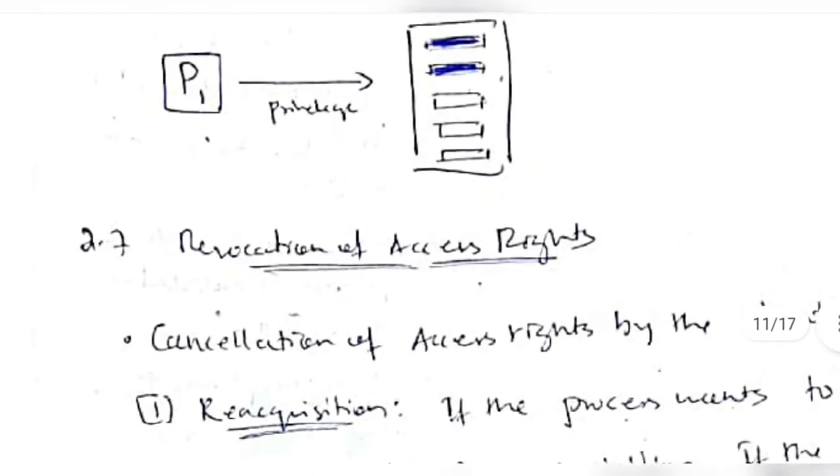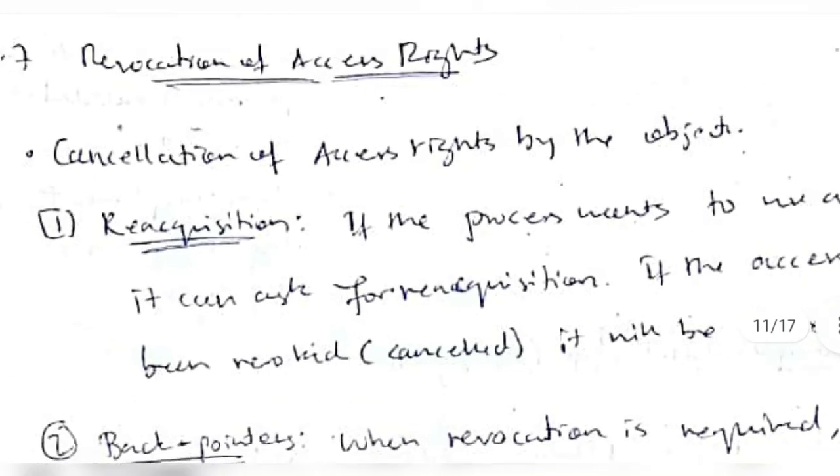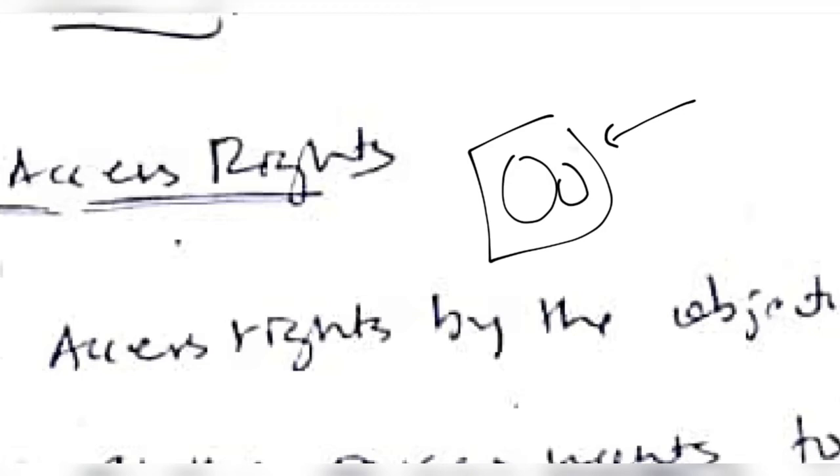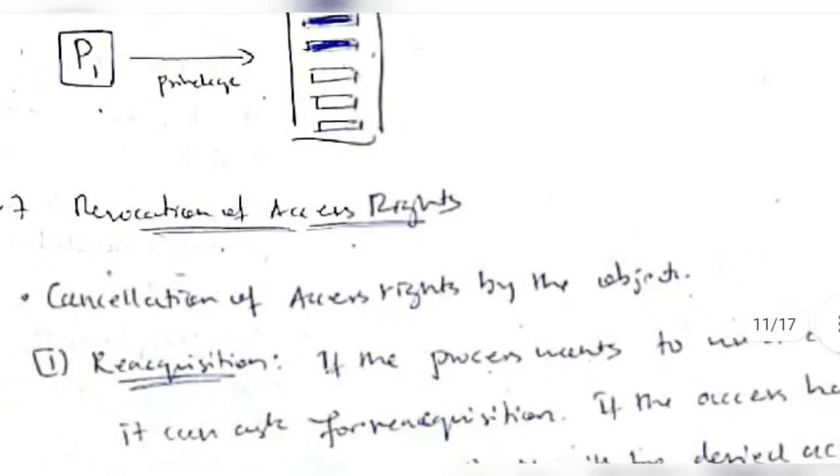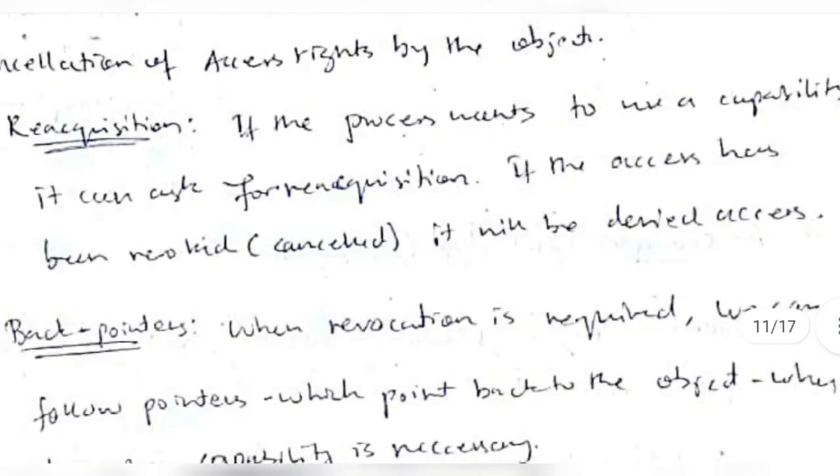And the next one is revocation of access rights. Revocation means cancellation of access rights by the objects. So see here, there's an object and it has some rights defining which of its functions can be accessed by a process. The functions like read and write, can they be accessed by another process, yes or no? That right is defined by the object. Now the object can cancel this right also. If it cancels this right, it's known as revocation. So there are four possibilities.